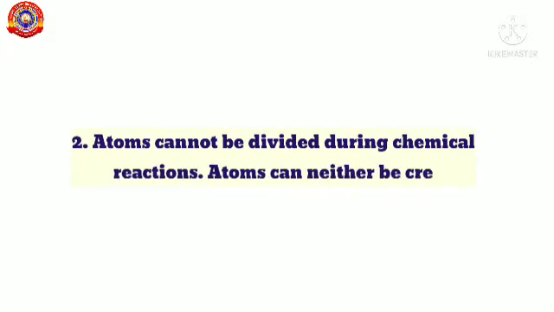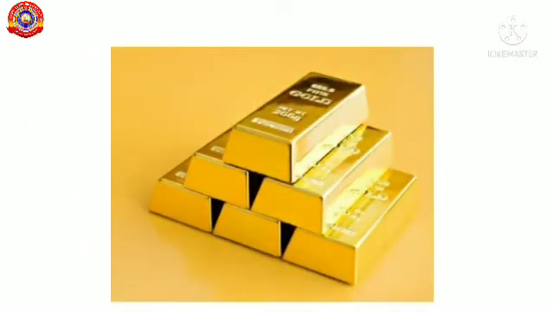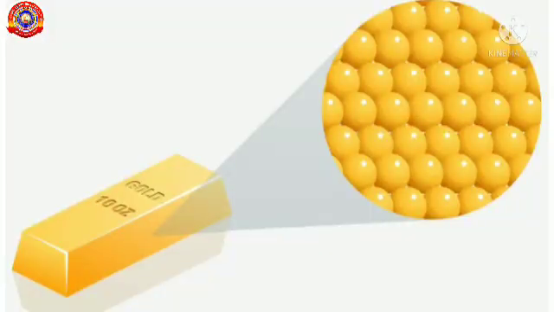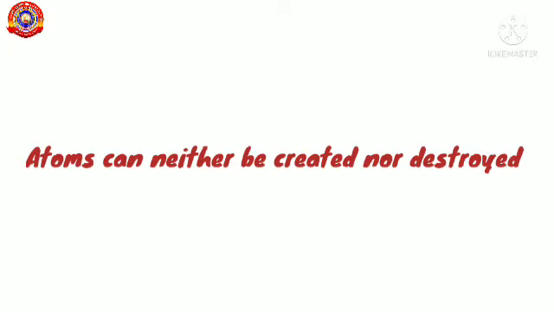atoms. Number 2. Atoms cannot be divided during chemical reactions. Atoms can neither be created nor destroyed. Consider a piece of metal gold. When you try breaking the gold into smaller pieces, it is impossible to break it into further small pieces. The smallest particle of matter is called an atom, and it is said to be indivisible. So did you get the point? Atoms can neither be created nor destroyed.